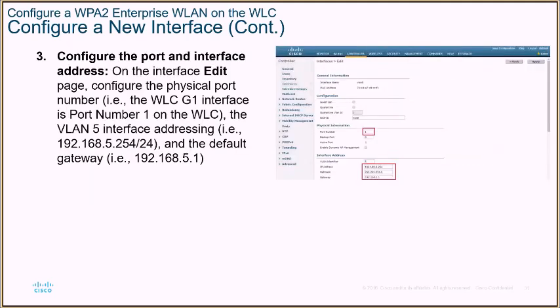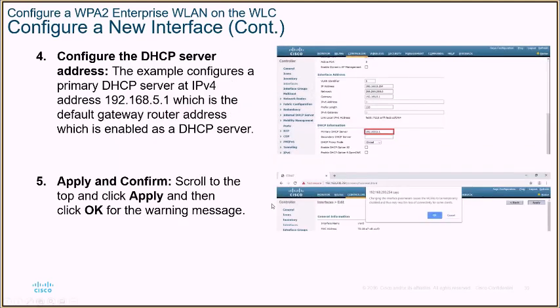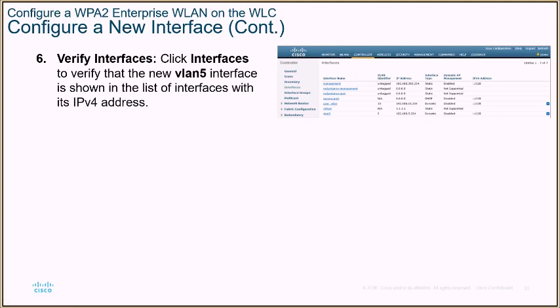You configure the port and interface address. So on the interface, you can edit it and then configure the physical port number. And so on this, it will be the G1 interface, the VLAN 5 interface addressing, and the default gateway. Then you can configure the DHCP server address. So the router is also being a DHCP server. And so from there, you can apply and confirm, and away you roll. So you can verify the interfaces by having a look, and you can see that there is VLAN 5 on there as an interface.